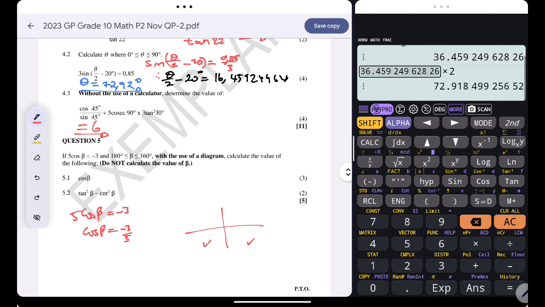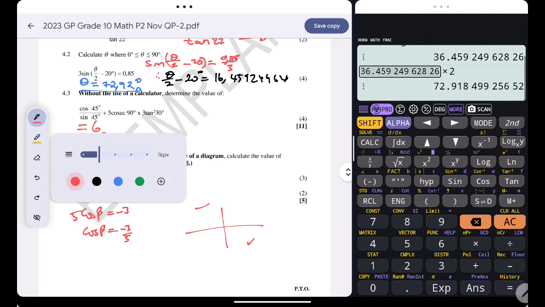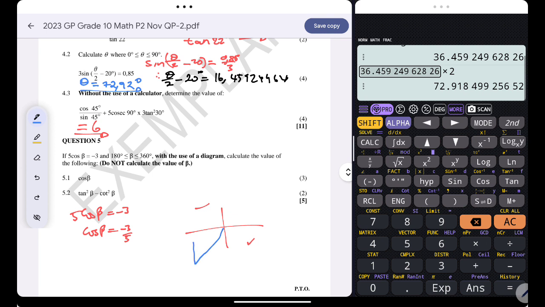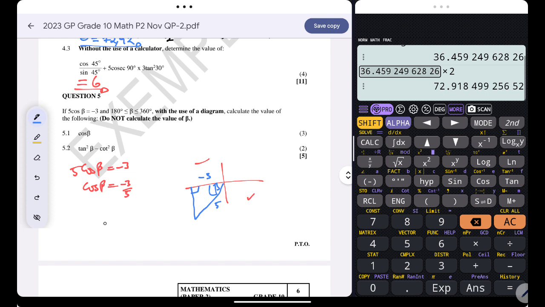So beta can be anywhere in the third or fourth quadrant. Are you together? But I know that since cos is equal to a negative number, cos is negative in the second and third quadrant. So my right angle triangle will be where I have the most number of ticks. Remember that I had the most number of ticks in the third quadrant. So I'll have my right angle triangle. I'll have beta there. By definition, cos is adjacent over hypotenuse, right? So this is negative 3. That will be 5. And then I'll use Pythagoras theorem to get y.